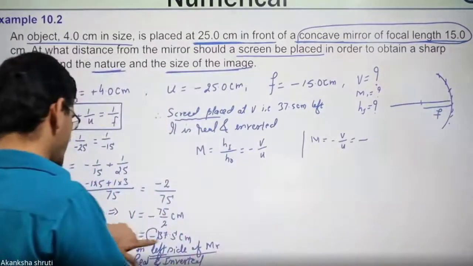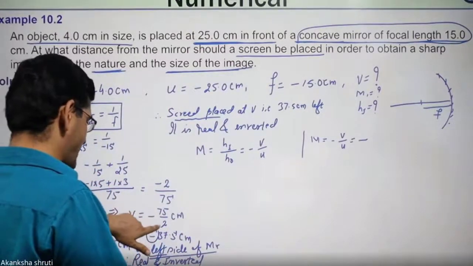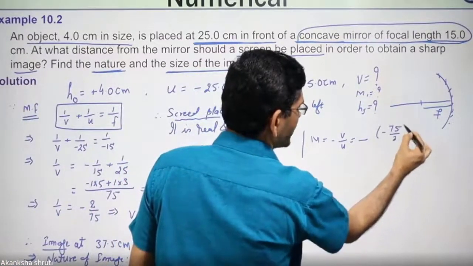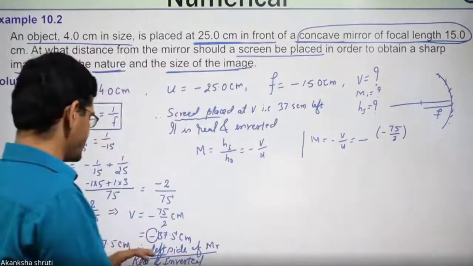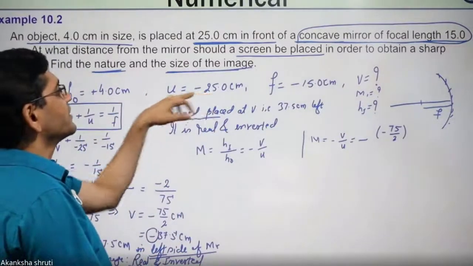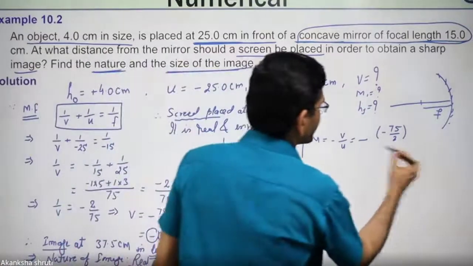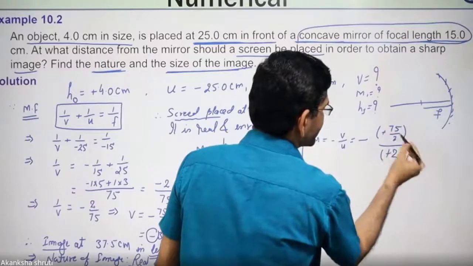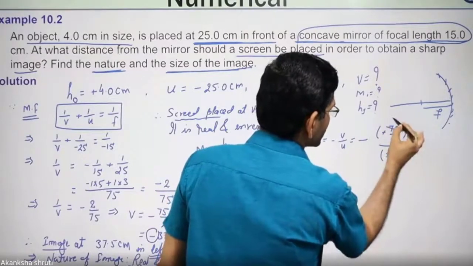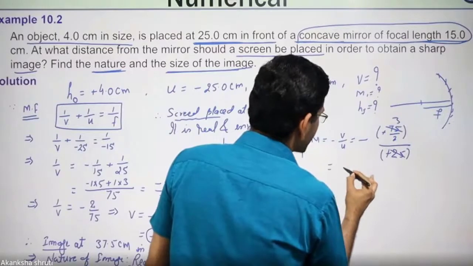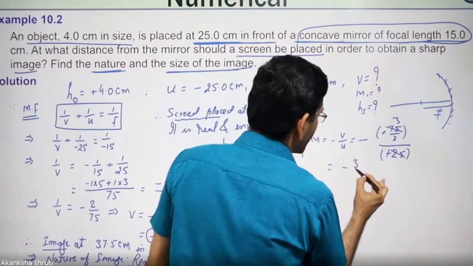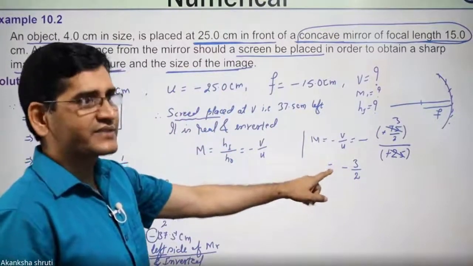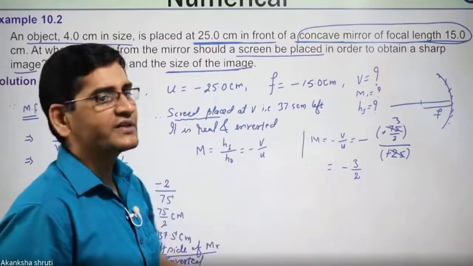V we have calculated is minus of 75 by 2. So it is minus of 75 by 2, or you may take, students, 37.5, that means the same. And U is minus of 25. So along with this sign, you need to take this. Here, this negative sign gets cancelled. This will go 3 times. So this is coming as minus of 3 by 2. So magnification is negative, means it is real, which I had also written earlier.